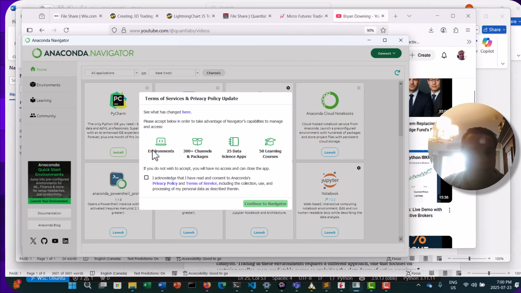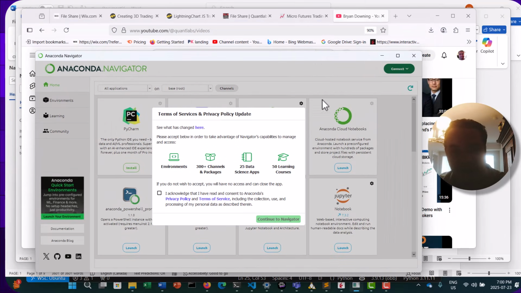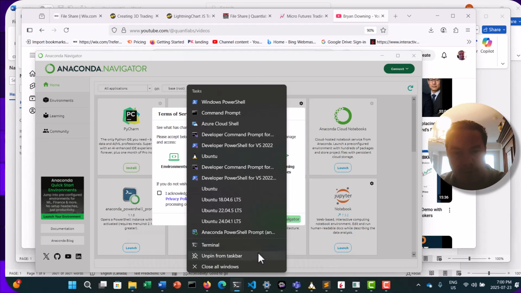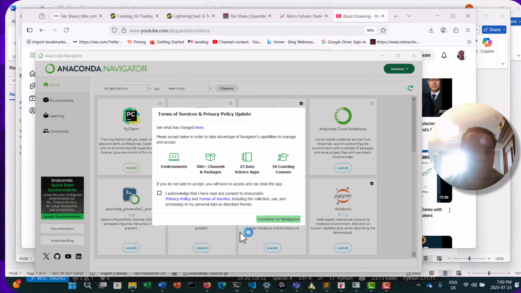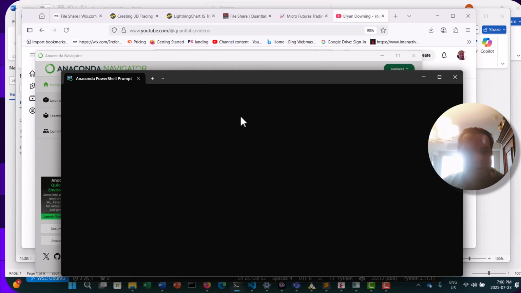Okay, so now we are going to continue to Navigator. I guess this must have crashed or something. I don't know. I'm not a big fan of Anaconda, to be honest. Well, let me pull up this PowerShell prompt right here. This should be fine. I'll have to navigate to the directory where that trading script is stored. As it loads up, here it's under my source directory.